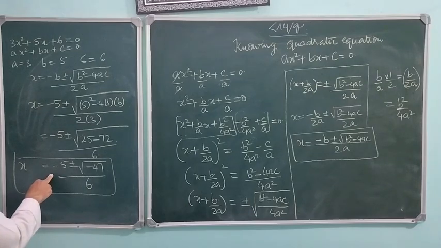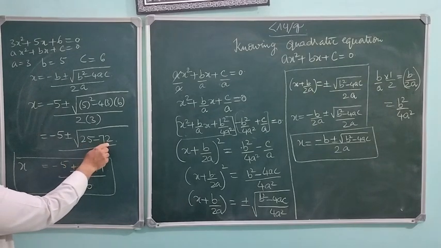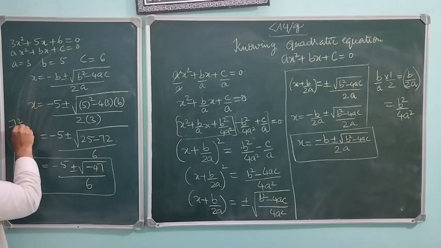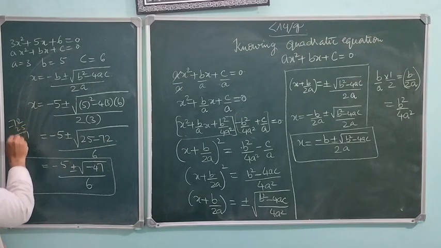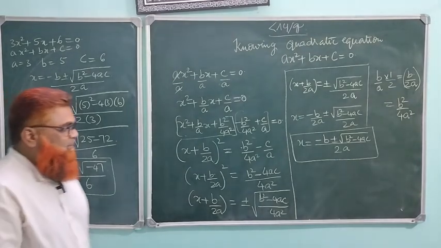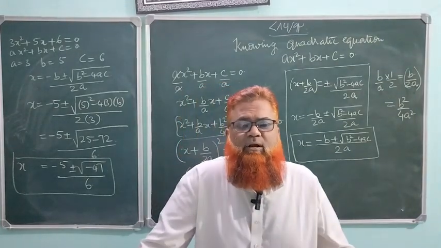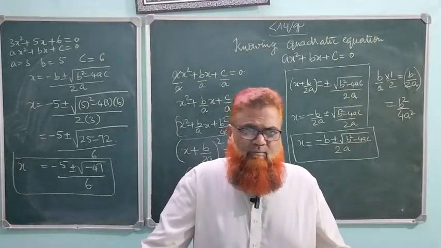Okay, x is equal to minus 5 plus or minus square root of 25 minus 72. 72 is a bigger number. When you subtract it, it is 47. Minus 47 divided by 6. This is the way how we use the formula and how we find the roots of the equation.